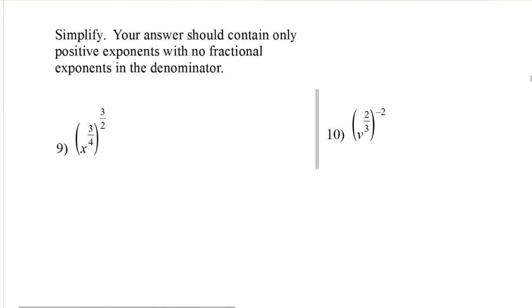Same thing here, we're simplifying, so we just need to multiply, right? Power of a power, base to a power, and it's to a power, so 3 times 3 makes 9, 4 times 2 makes 8. Same thing here, this is negative 2 over 1, so this is v to the negative 4 over 3, so this is 1 over v to the 4/3 power.